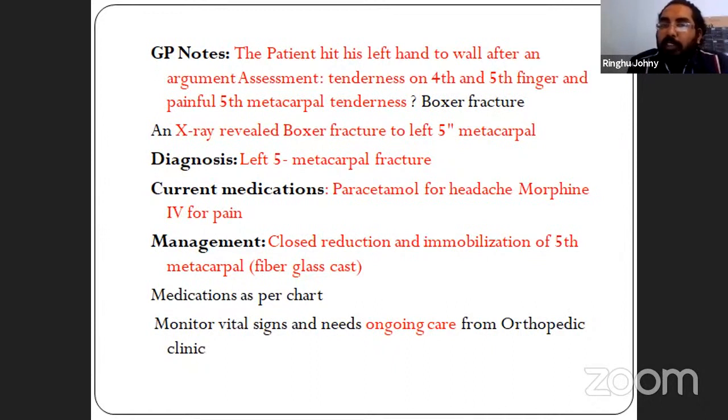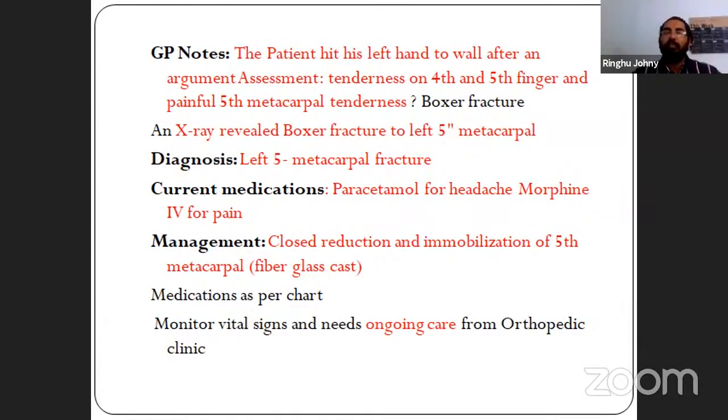He was managed with IV morphine for pain and paracetamol for his headache. That's the fifth sentence. Currently his condition is stable. That's it, the sixth sentence. So we are completed with paragraph 1.